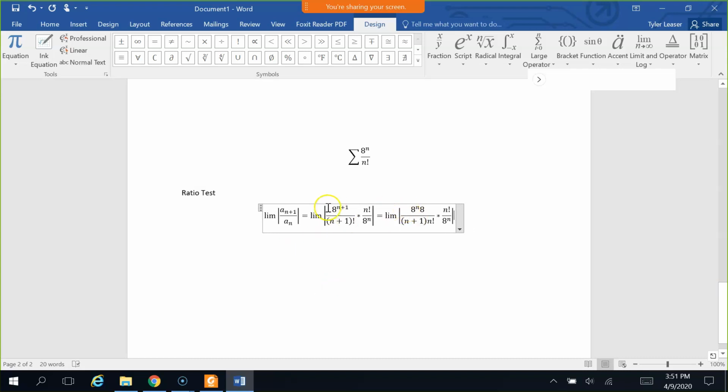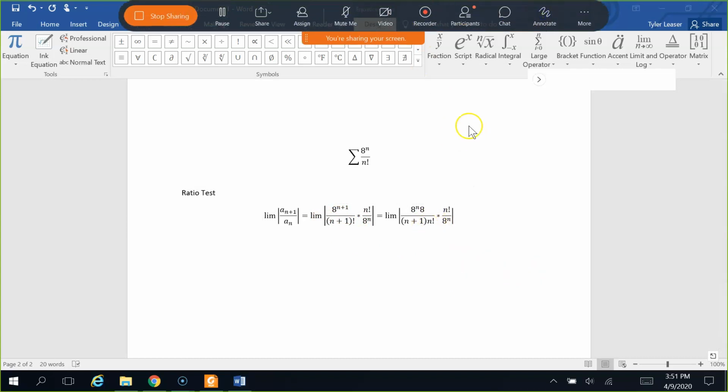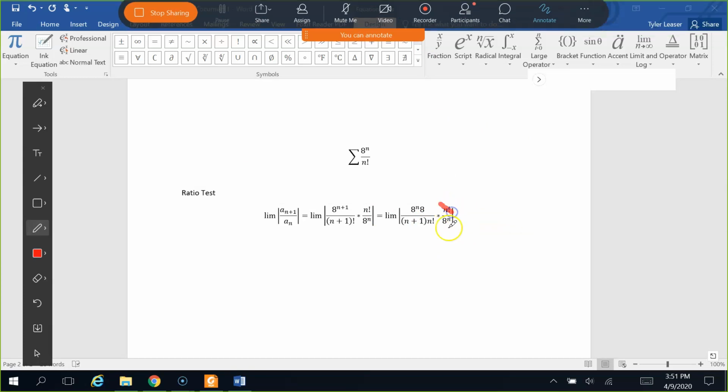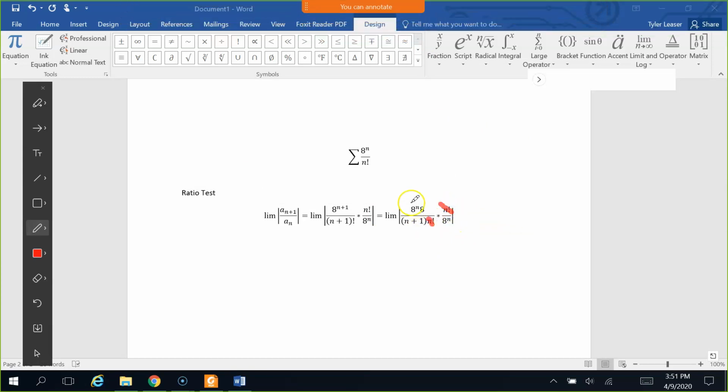Again, 8 to the n plus 1, we could separate out to be 8 to the n times just 8 to the 1. N plus 1 factorial, we would rewrite as n plus 1 times n times n minus 1 times n minus 2, all the way down. But another way of writing that would be n plus 1 and then just times n factorial, the rest of the numbers down. The reason we write it like that is that way this n factorial cancels out with this n factorial, and this 8 to the n cancels out with that 8 to the n.